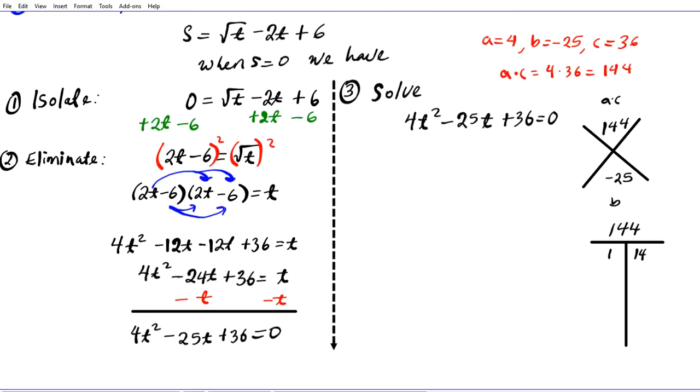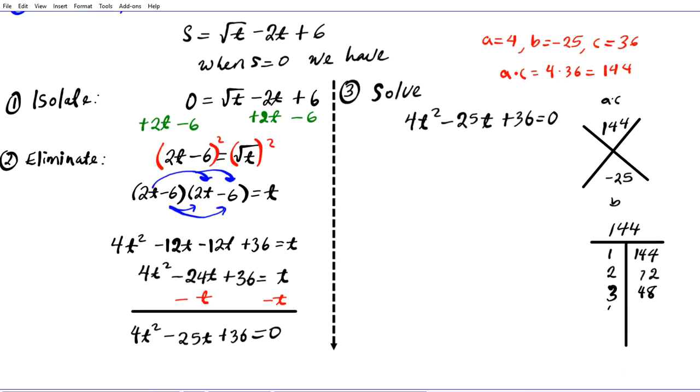1 times 144 is 144. This combination gives 145 or 143. Nowhere near what we want. 2 goes into 144 since it's an even number, 72 times. This combination yields 74 or 70. No good. 3 definitely goes into 144 because if you add the digits, you get 9. That means 3 goes, right? 3 goes into 144 48 times. This combination yields 51 or 45.